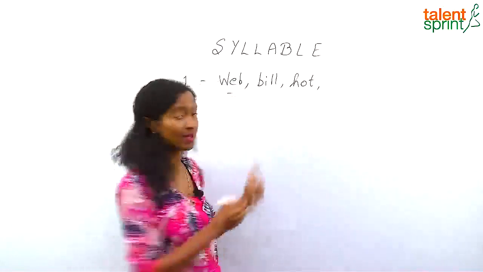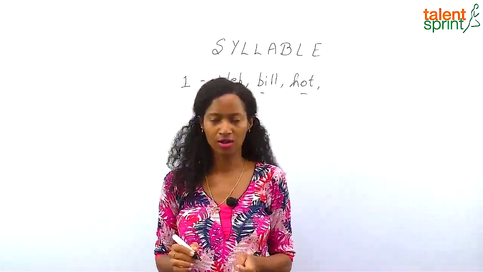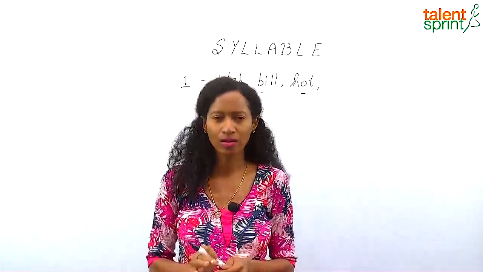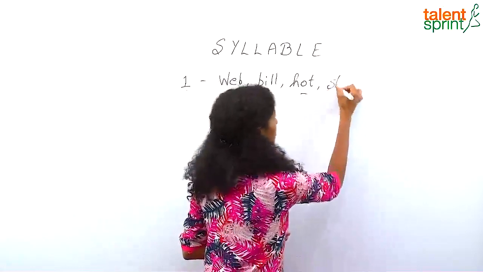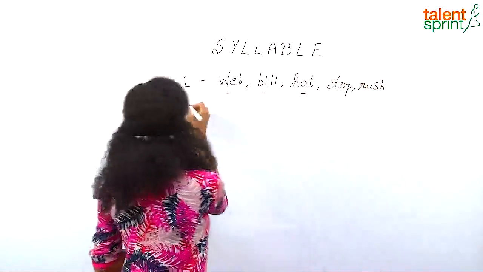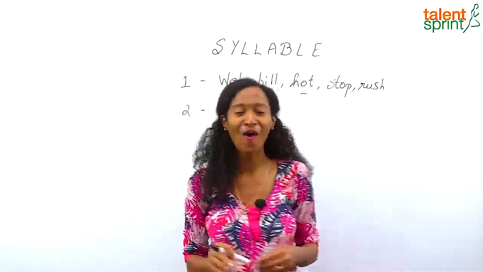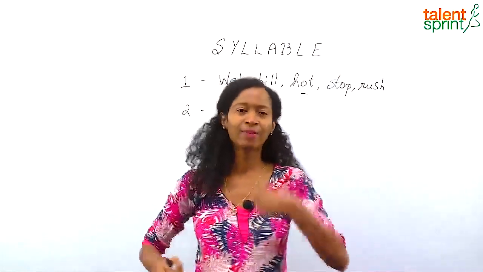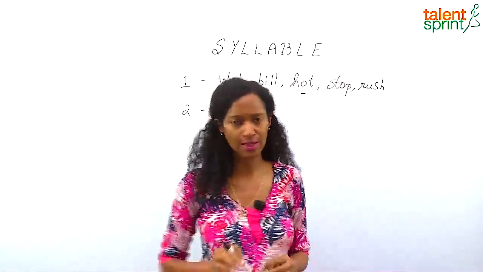Hot. Can you give me some example words? One vowel sound. Stop, rush. Okay. One vowel sound. Cat, dog, horn. Okay, great. Let's move on to words with two syllables, two vowel sounds.